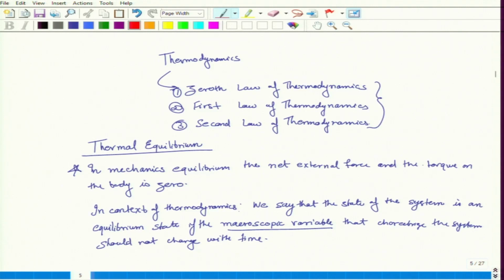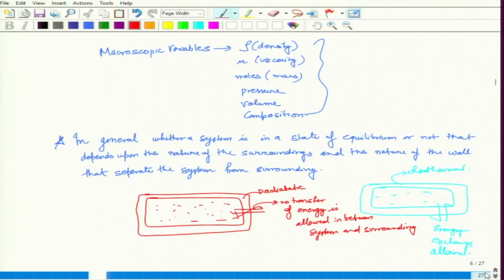In the context of thermodynamics, we say that the variables describing the state should be constant with time, and only then does it characterize the system to be in equilibrium. Some of the macroscopic variables that I introduced are density, viscosity, moles, pressure, volume, composition. Viscosity is not that important for the systems we will discuss in the next few lectures, but density, moles, pressure, volume are important variables.